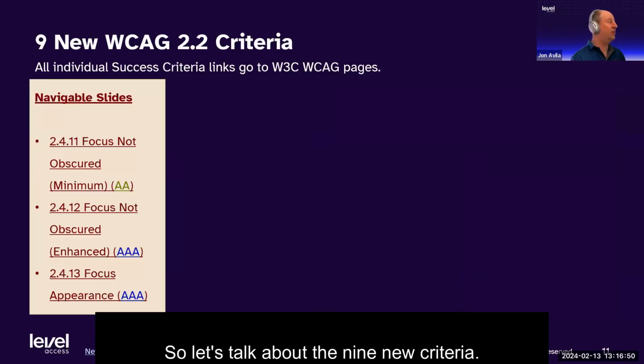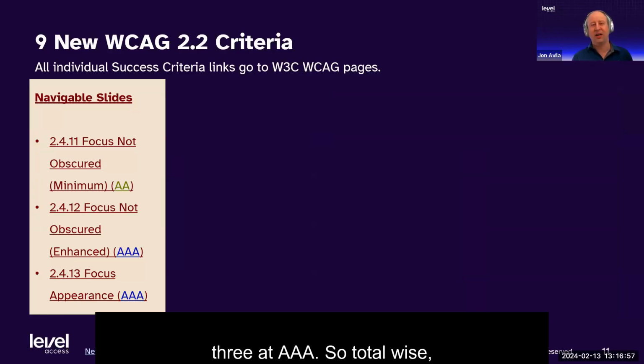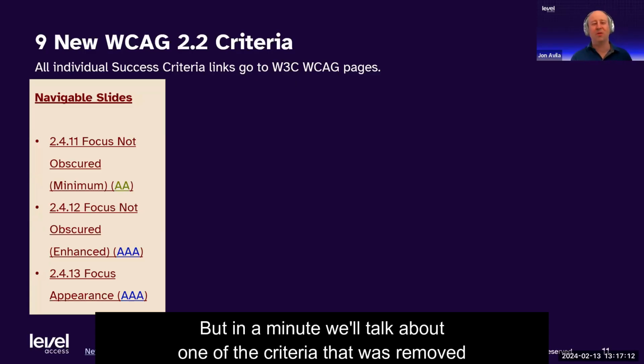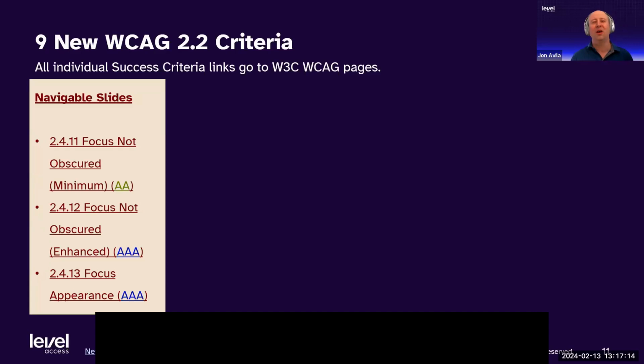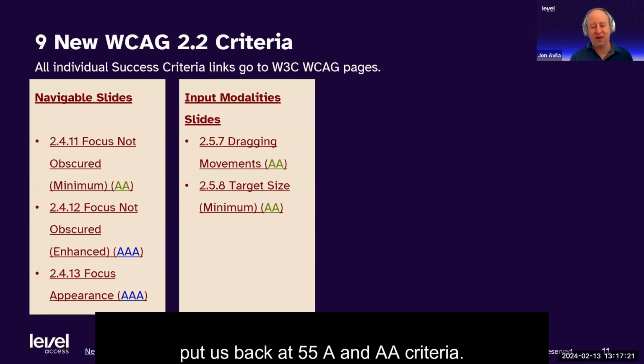So let's talk about the 9 new criteria. There are 6 at A and AA, and then there are 3 at AAA. So total wise, if you like totals, that would mean there would be 56 total WCAG criteria. But in a minute, we'll talk about one of the criteria that was removed from WCAG 2.2, so that'll put us back at 55 A and AA criteria.